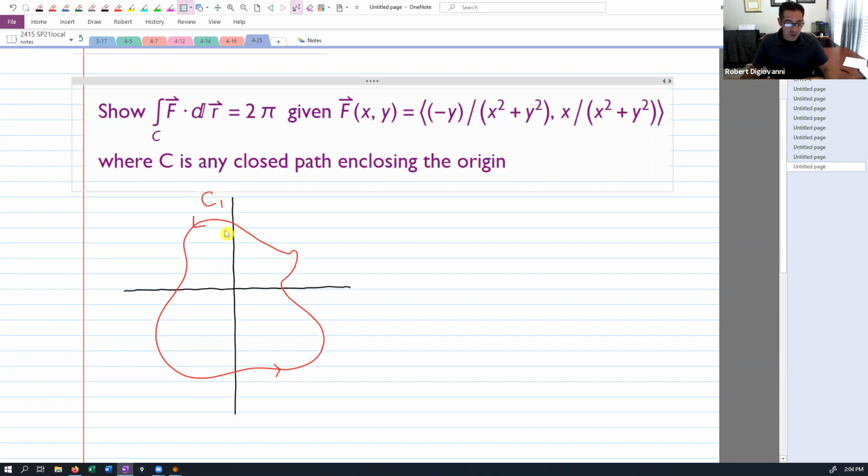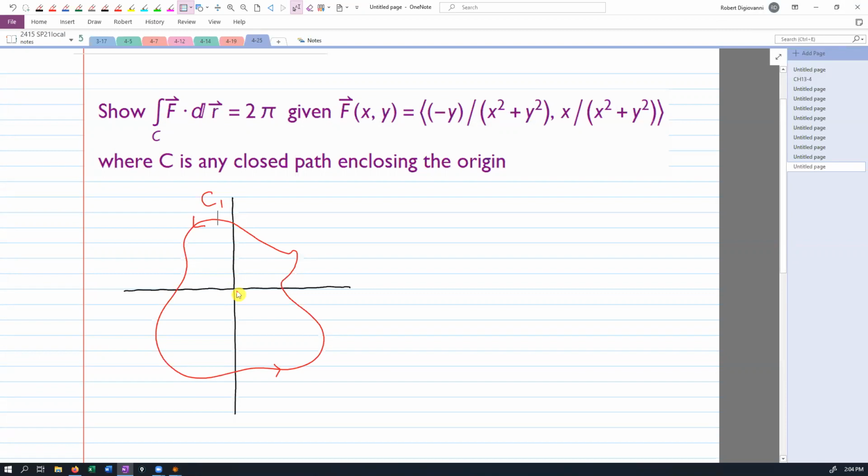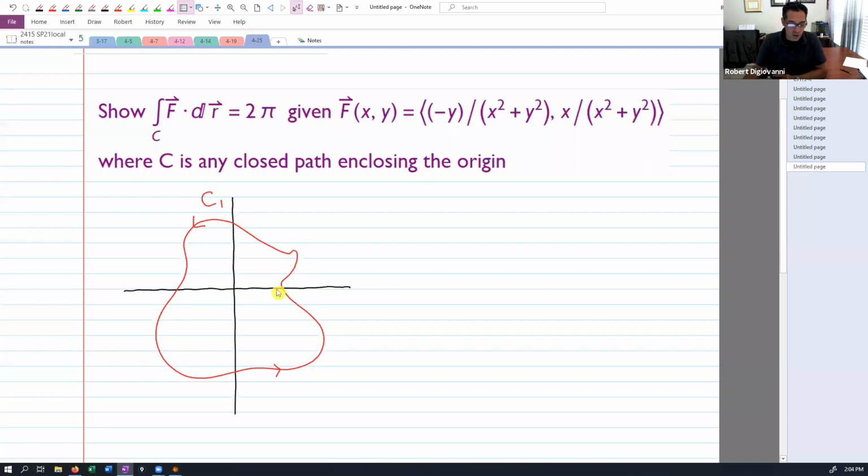Now, if it encloses the origin, can it touch the origin? No, it cannot. Okay, so we have to all agree on it. If it encloses the origin, then no matter how I draw it, there's going to be some space between the origin and the closest point to the origin on this curve. There's some gap there. Do you all agree?